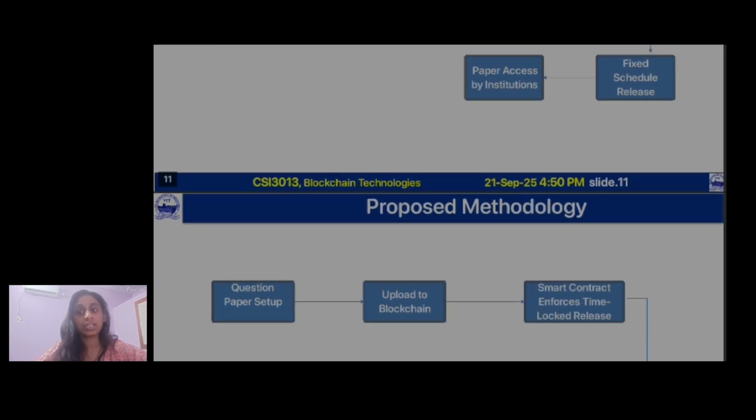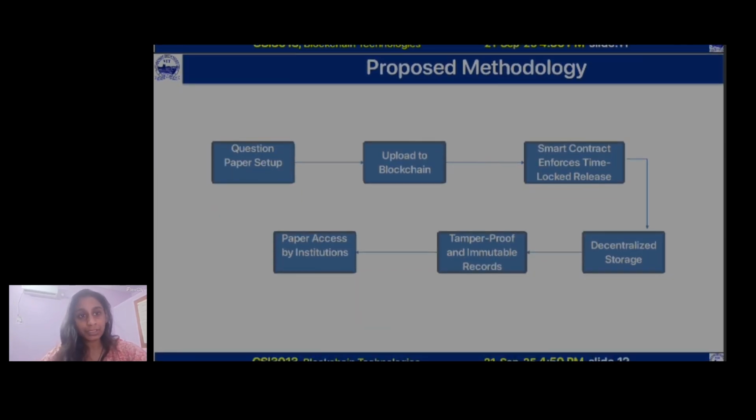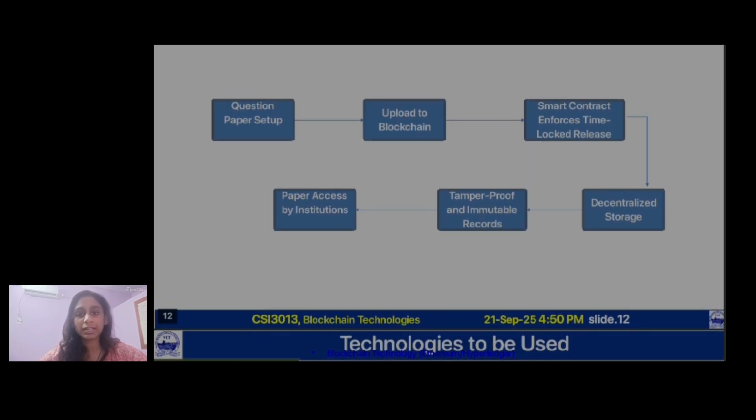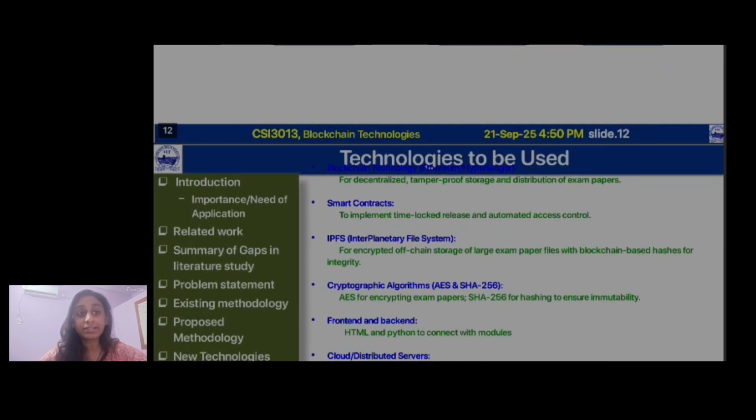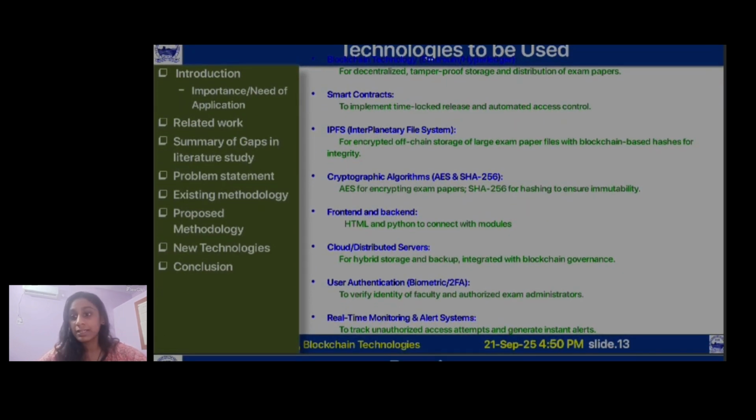The proposed methodology. First, the papers are uploaded to the decentralized blockchain network, ensuring tamper-proof and immutable records. Instead of relying on the local server, we use IPFS for secure off-chain storage with cryptographic hash storage on-chain for integrity verification. Accessing the question paper is governed by the smart contract with enforced time-lock release, meaning the institution can only retrieve the paper at the scheduled time. This eliminates early access and unauthorized retrieval.